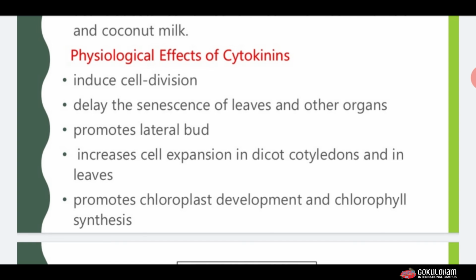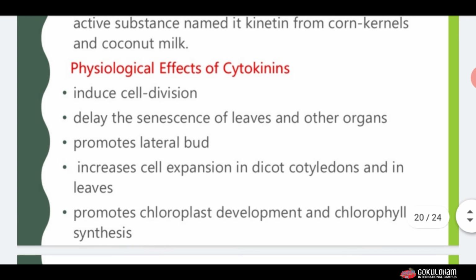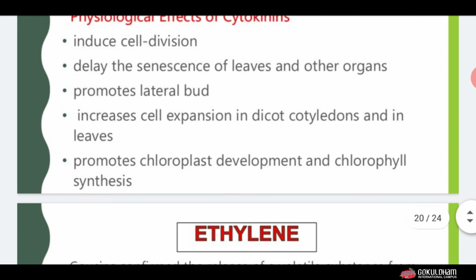And then it promotes chloroplast development and chlorophyll synthesis, which means by applying cytokinin we can promote chlorophyll production and development of chloroplasts in the plant. So these are the physiological effects of the cytokinins. Cytokinin and auxin are the two main phytohormones that are used in tissue culture to promote differentiation and to produce leaves, shoots and roots in the callus in tissue culture.